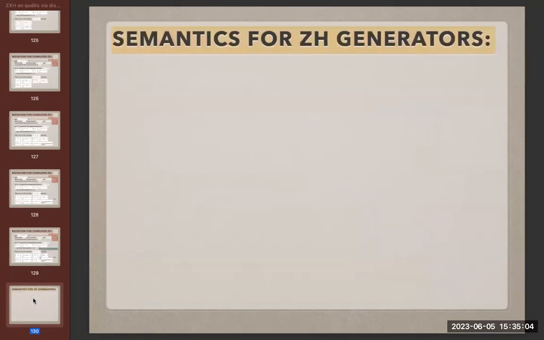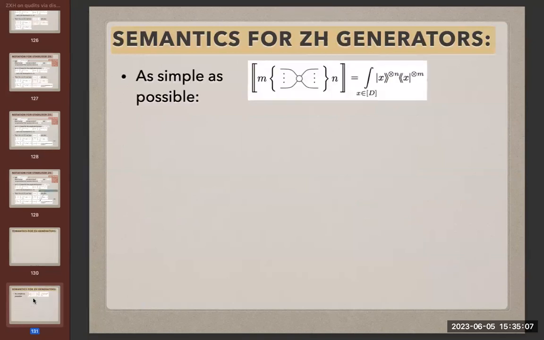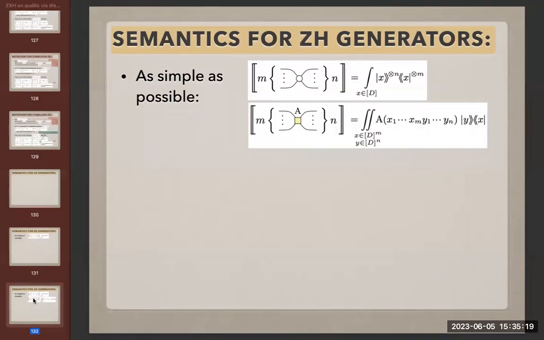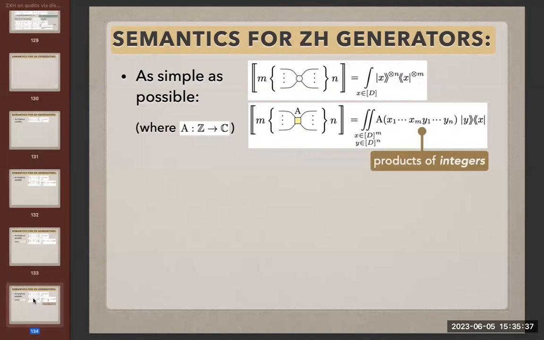For ZH generators, we get semantics which are as simple as possible for the white dot. It's just a simple integral over x of double bra x, double ket x with appropriate tensor powers. For H boxes, we have this with amplitude functions. So we have an integral of the appropriate degree. We've got some product of all of the index values, x1 up through yn. Then we take the value of that integer product and we evaluate our amplitude function on that. Again, I'm stressing this because it is an important technical point: we consider these as products of integers, not of integers modulo d, but integers.